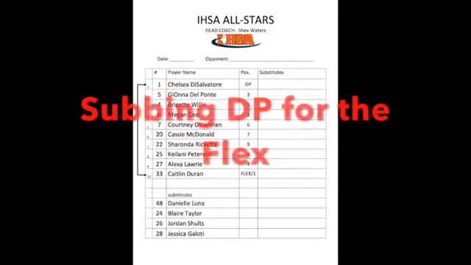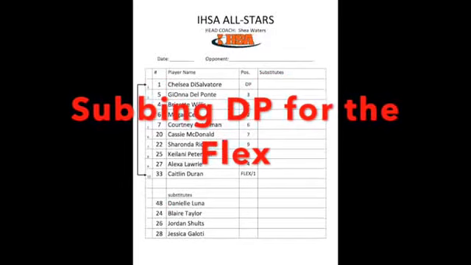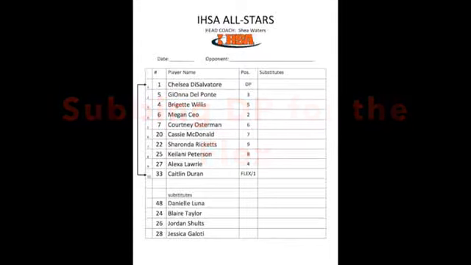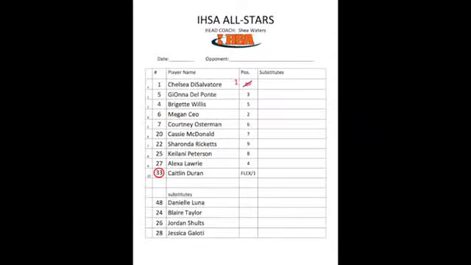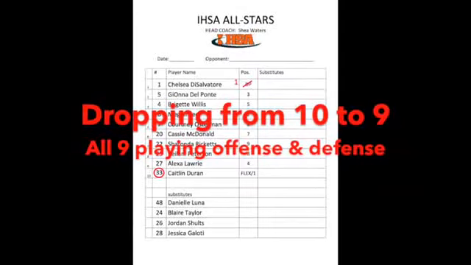The next example is the one where the coach chooses to have the DP play defense for the flex. Here, number 1, Chelsea DeSalvatore, has been moved into the pitching position. Subsequently, 33 has left the game since she is no longer playing defense. In this scenario, we have now dropped from 10 players back to 9, with all 9 players playing offense and defense.